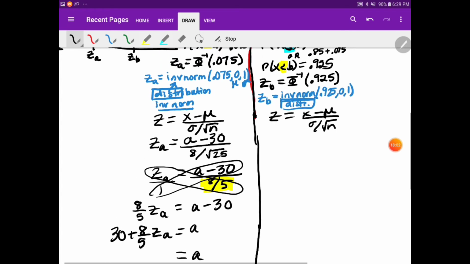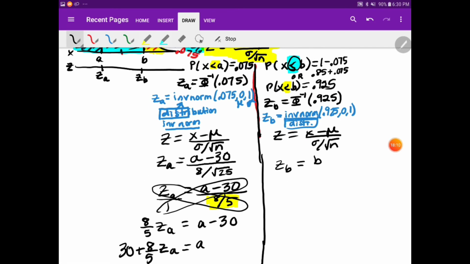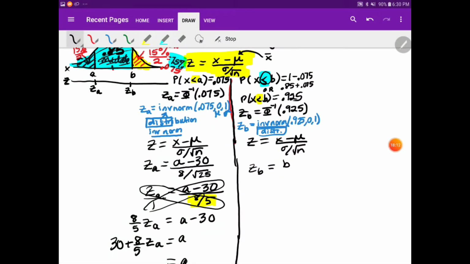Okay, and then my B value, I do the same thing. So ZB, which I have stored. Remember, that was the positive version on the calculator. X is B on my X number line. I'll zoom down so you could see that. It's right between the blue region and the yellow region. Minus mu. Mu was 30. Sigma is 8. And the square root of n is the square root of 25.